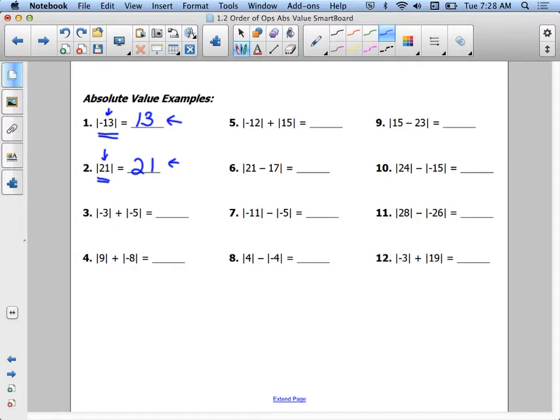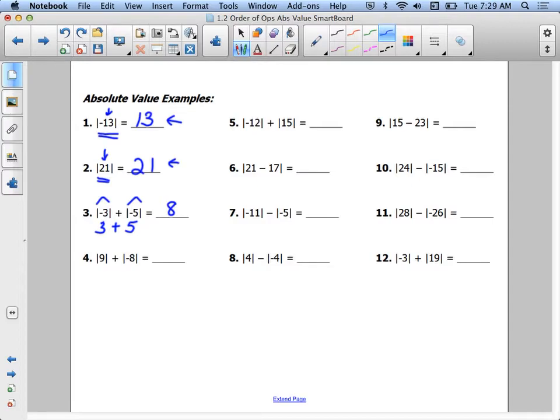Let's look at number 3. This has an expression that we need to simplify. We're going to do our absolute value bars first. We're going to treat those almost like parentheses. We need to simplify each of those first. So the absolute value of negative 3 is positive 3. The absolute value of negative 5 is positive 5. So what we're going to get for our answer for this expression is positive 8.